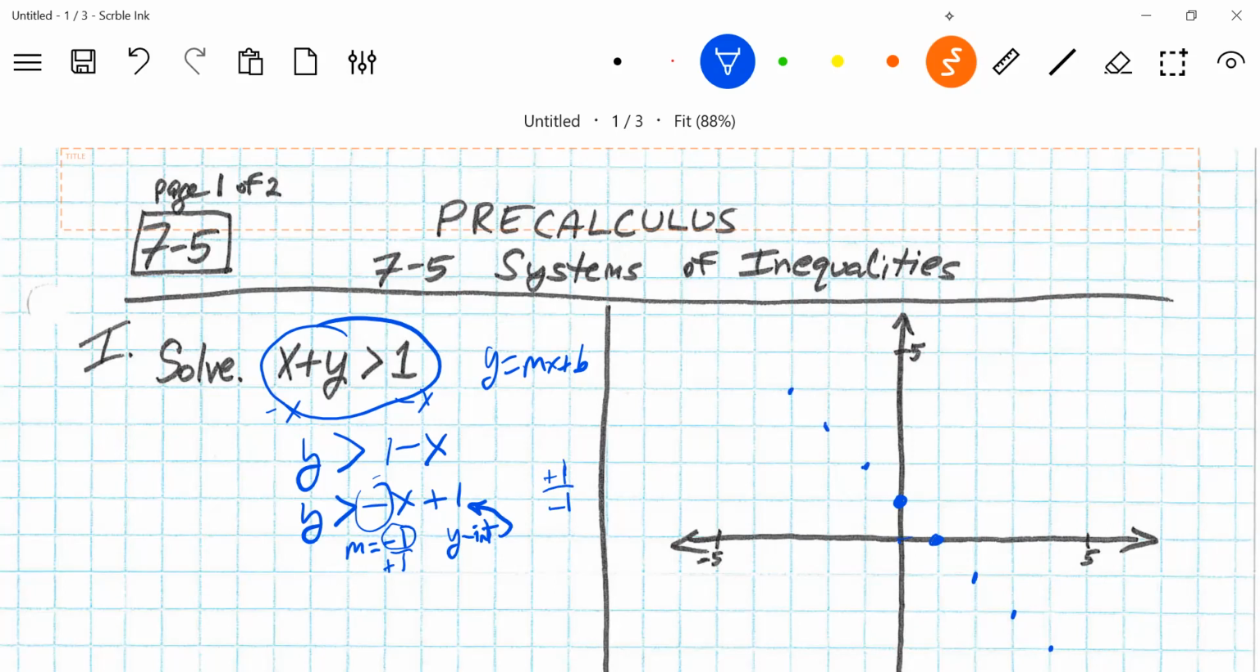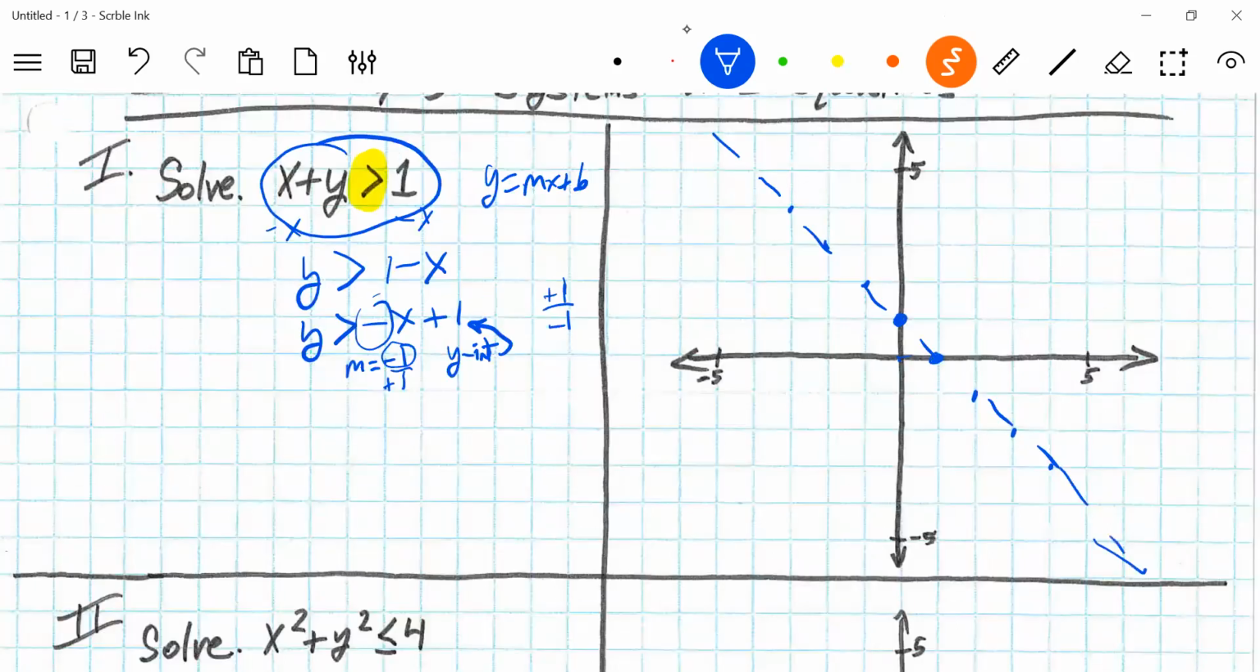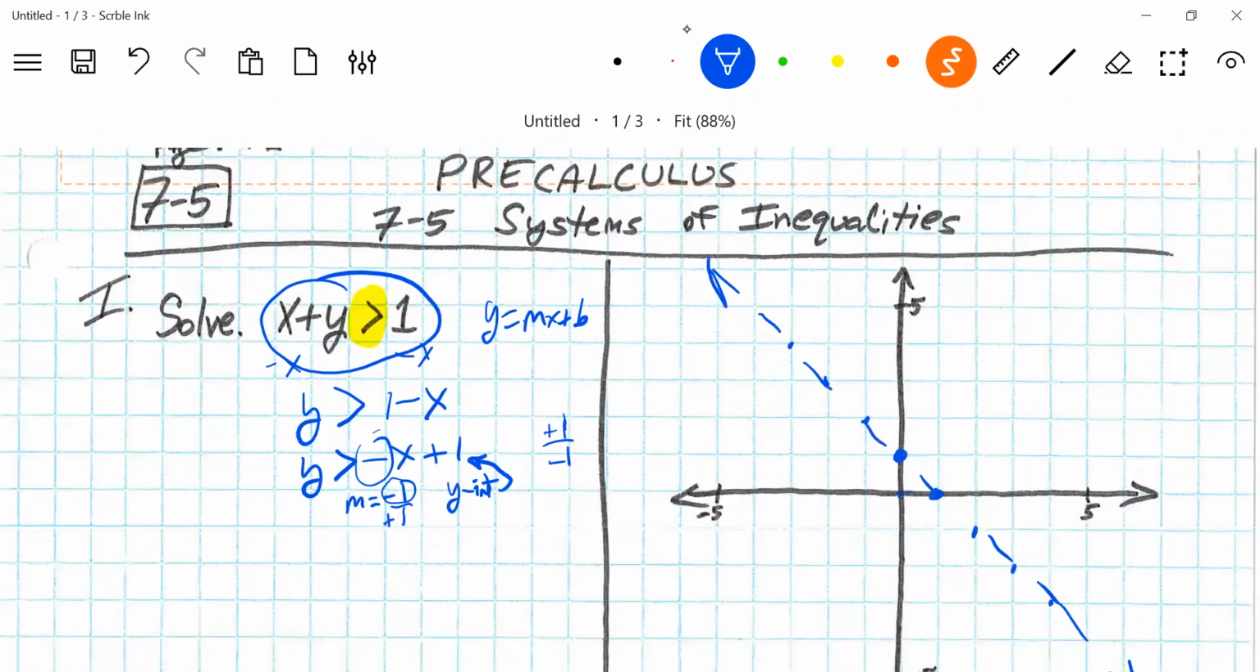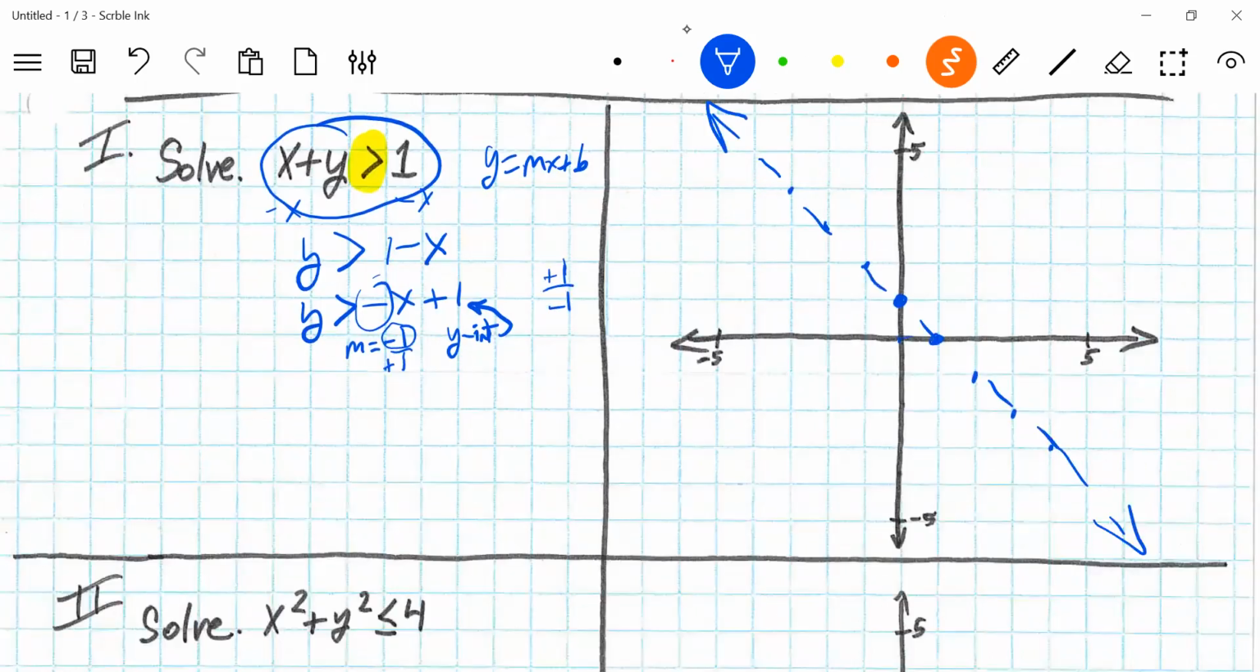Okay. Now, one thing I have to notice is that this is an inequality without an equal sign. That means the points on this are not acceptable answers, and we have to show that with a dashed line. Having done that, now you could also graph this with x and y intercepts or with an x and y table, but I prefer to do it in a y equals mx plus b form, so I did. That's step 1.